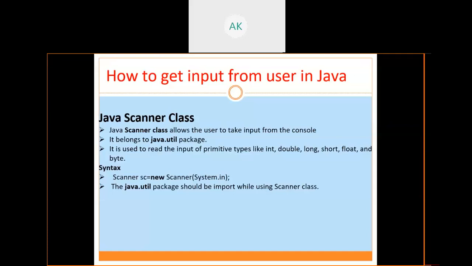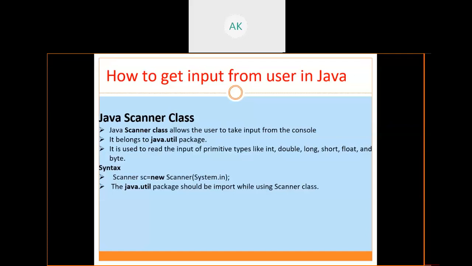Whereas that Scanner class is part of the util package. So it is not like the util package only has the Scanner class. The util package may have a number of classes, right? But out of that, I know specifically that out of the util package, I require the Scanner class in order to take the input from the user. So what I will do is simply call that particular class.